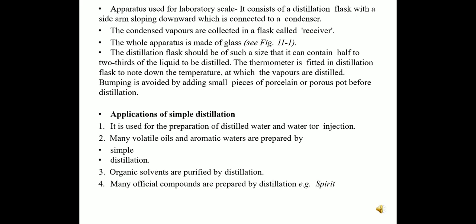The distillation flask should be of such a size that it can contain half to two-thirds of the liquid to be distilled. The thermometer is fitted in the distillation flask to note down the temperature at which the vapors are distilled. Bumping is avoided by adding a small piece of porous pot before distillation.